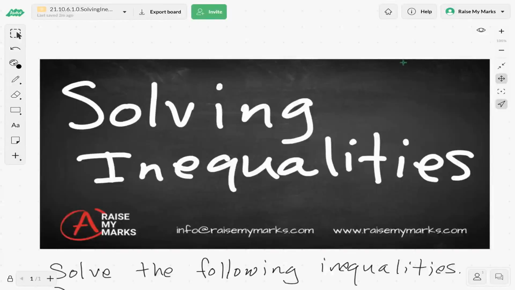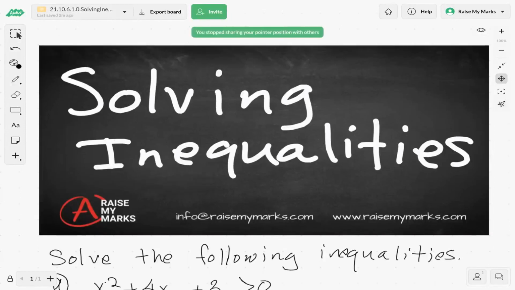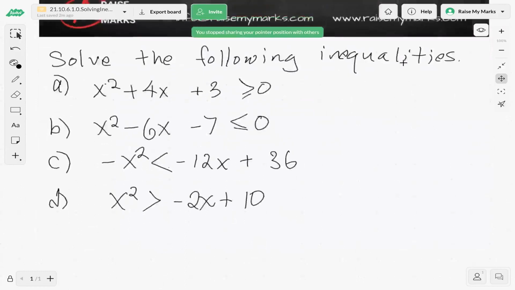Hello, today we're looking at solving inequalities. All right, so let's have a look at what we're asked to do. Solve the following inequalities. First one: x squared plus 4x plus 3 is greater than or equal to 0. All right, let's pick a color. Let's begin.